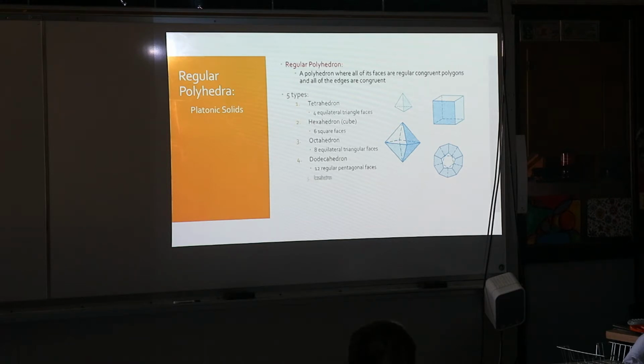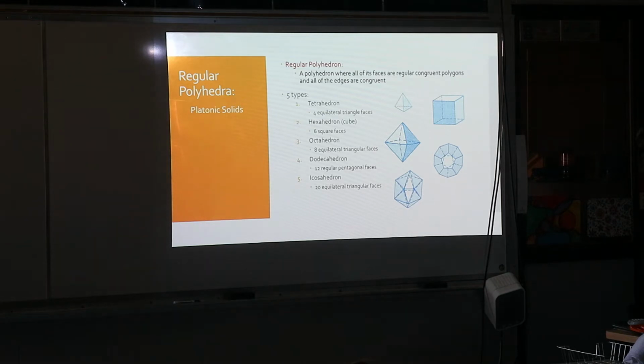Fifth and final one, the icosahedron. Icosahedron is 20 equilateral triangles, and this is your 20-sided die that we talked about. So the last one, 20 triangular faces. Here it is, a 20-sided die. I'm not even going to attempt to explain how to look at that. It's triangle faces. There's got to be 20 of them. I don't even know how to count that.